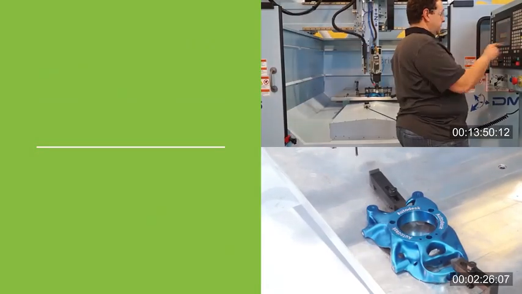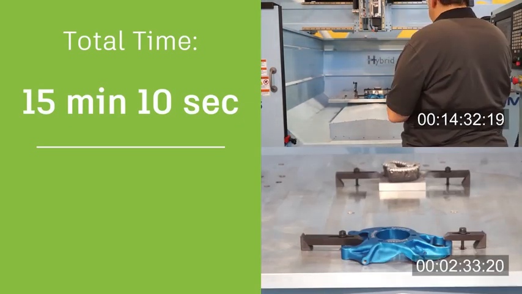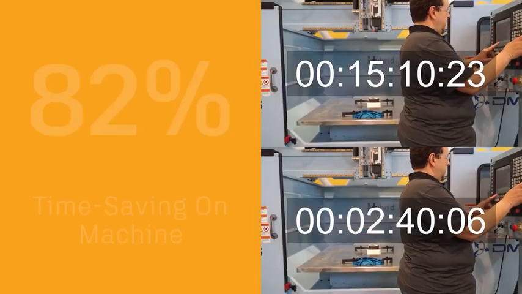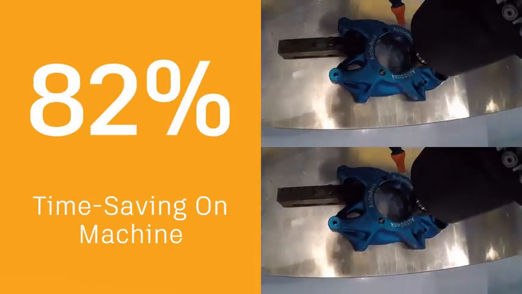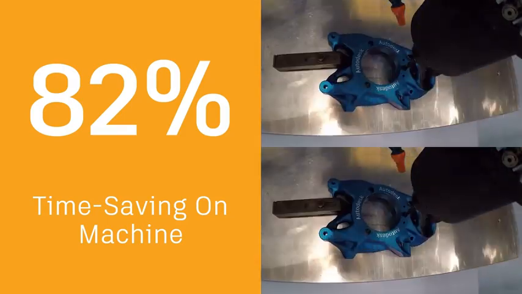Even in this simple example, the manual setup time takes 15 minutes 10 seconds, whereas the automated setup takes just 2 minutes and 40 seconds, representing an 82% saving of time on the machine. So to maximise your machine utilisation and increase part accuracy, using an automated setup becomes an obvious choice.